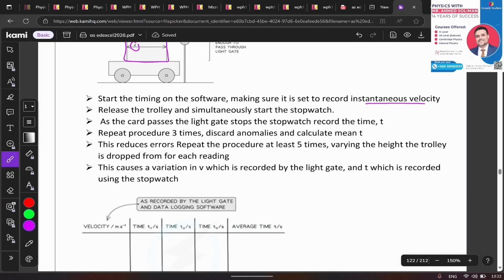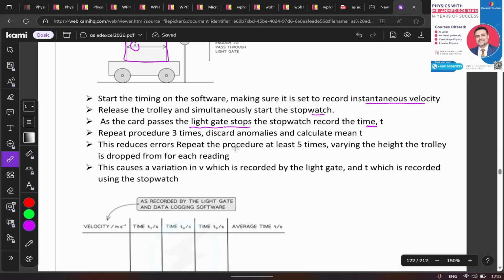Now we start the timing on the software, making sure it's set to record instantaneous velocity, release the trolley, and start the stopwatch. As the car passes the light gates, stop the stopwatch. Also, light gates, as I said, can measure the time automatically.